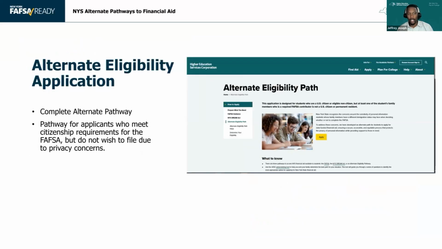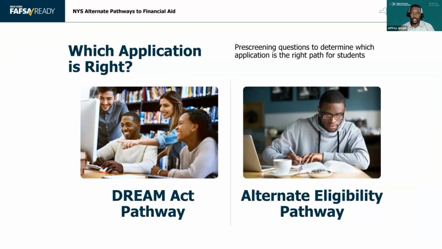And then alt path. This is primarily for applicants who meet the citizenship requirements for FAFSA, but do not wish to file due to privacy concerns for their parent or spouse. We'll talk more about that. So the question is going to be, which application is right for each student? It used to be at ISTS that when students were filling out the DREAM Act, there's only one path. There's only one application. Now on that same site, there are two pathways. So we have to figure out which pathway the student should take.